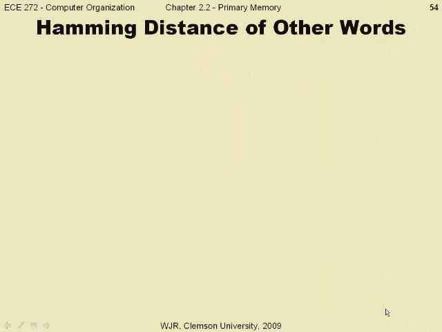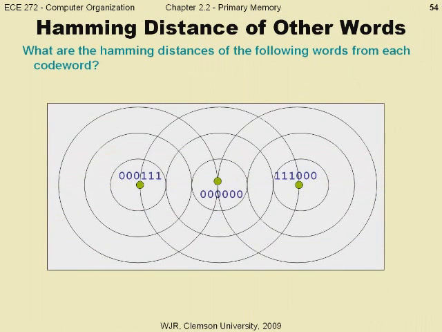So for review, what are the Hamming distances of the following received words from each code word? First, the 000001 word. It is 1 away from the all zeros case, and 2 away from the 000111, and 4 away from 111000. So how about 000101? Well, it is 1 away from 000111, and 2 away from the all zeros case, and 5 away from the 111000.